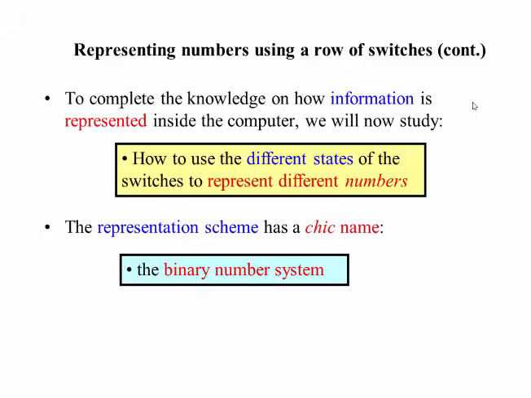To complete the knowledge on how information is represented inside the computer, we will now study how to use the different states of the switches to represent different numbers. The representation scheme has a fancy name. It's called the binary number system.